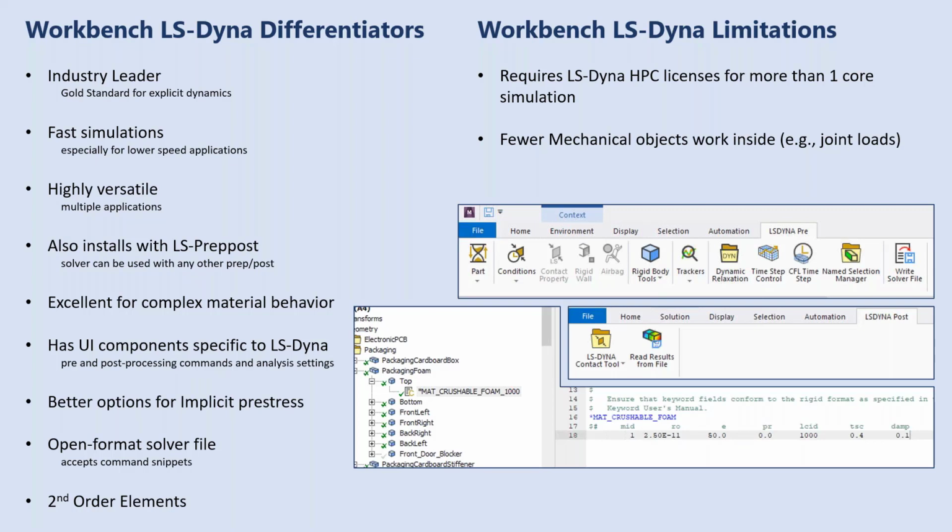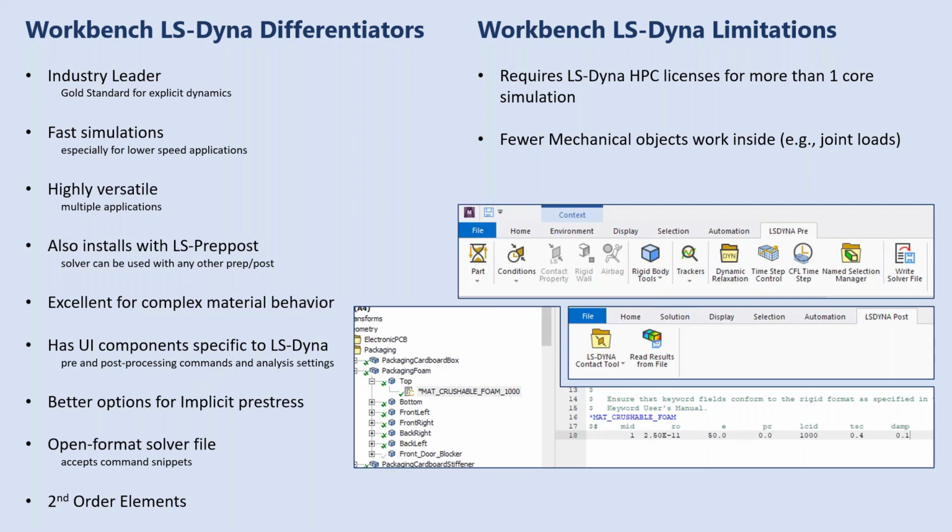It has some better options for implicit pre-stressing. So if you want to preload your model using what's called a dynamic relaxation, you can. It has an open format solver file, so you can use command snippets to, for instance, define material properties. And it allows for second order elements, not just linear elements.